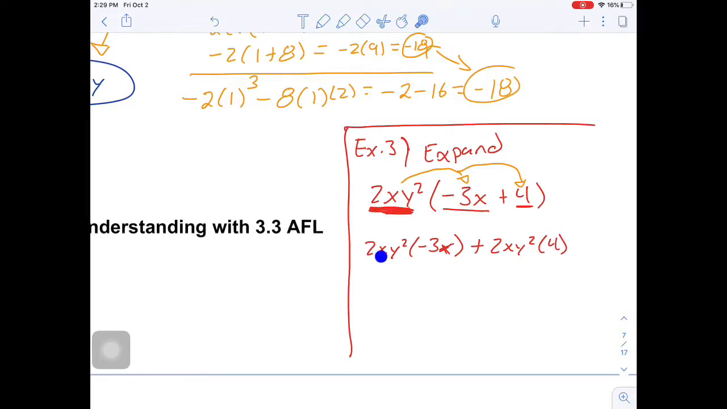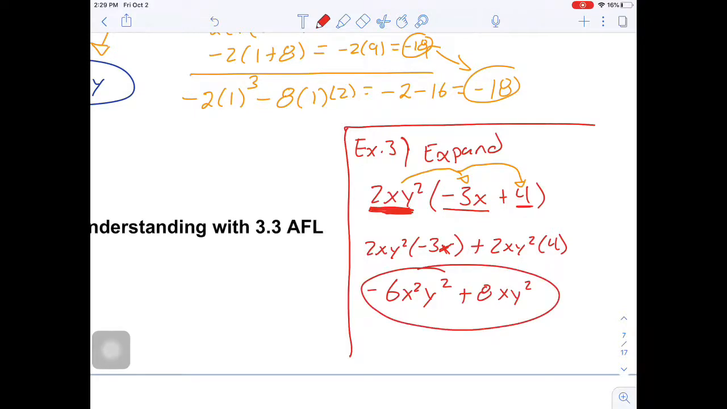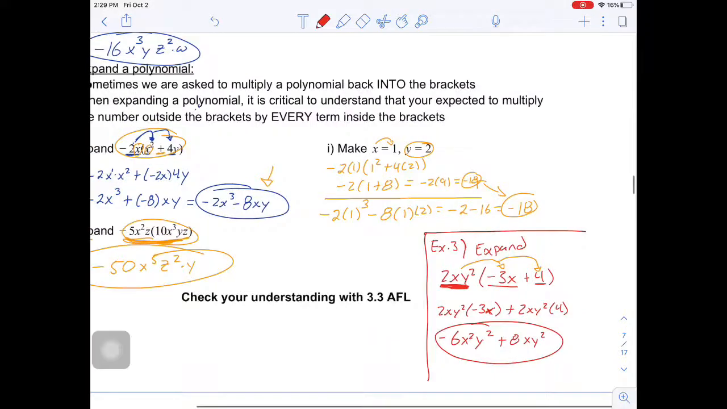And then from there, we can combine these. So negative 2 times negative 3 gives me 6. X times x, remember, you add their exponents, so that would be x squared because it's 1 plus 1. And then my y value doesn't change. Negative 2 times 4 gives me negative 8. And here, my values will just stay because they're not multiplying any other thing. So there's no other x or no other y to multiply by. And there we have simplified the expression. So now go check your understanding with 3.3.